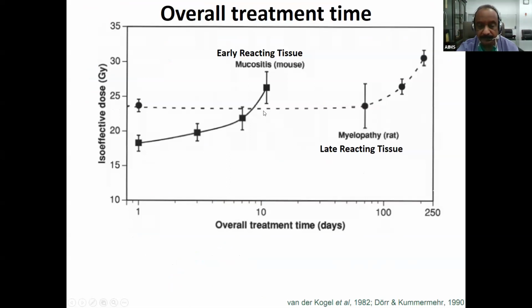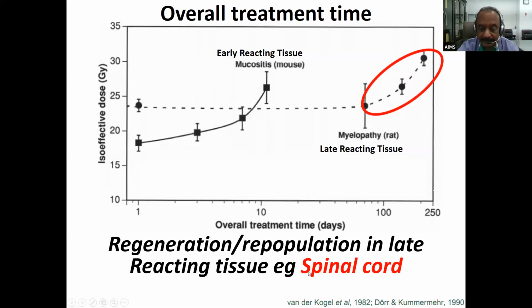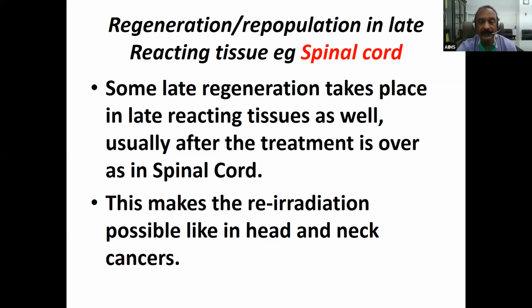Again, coming back to the same graph. Now, if you just concentrate on late reacting tissue, that is myelopathy, after a long gap you can see that this curve also starts elevating, similar to the early reacting tissue, which means that some regenerative activity or accelerated repopulation is also seen in late reacting tissue, but after a long gap. Like in this experiment, almost after 100 days, there is regenerative activity in the spinal cord, and this helps us understand re-radiation, especially in the head and neck region.